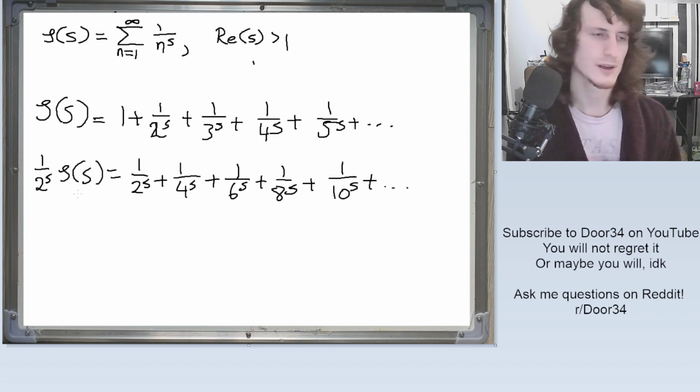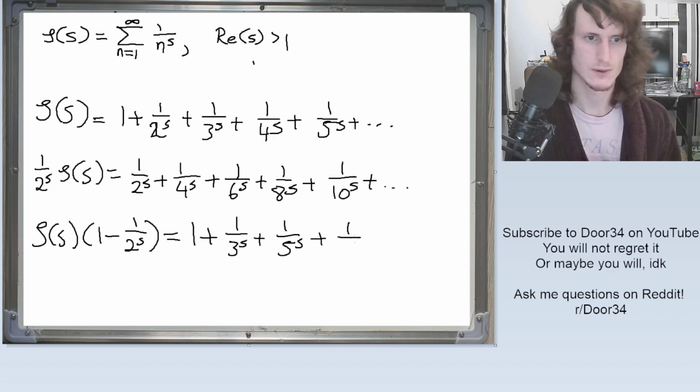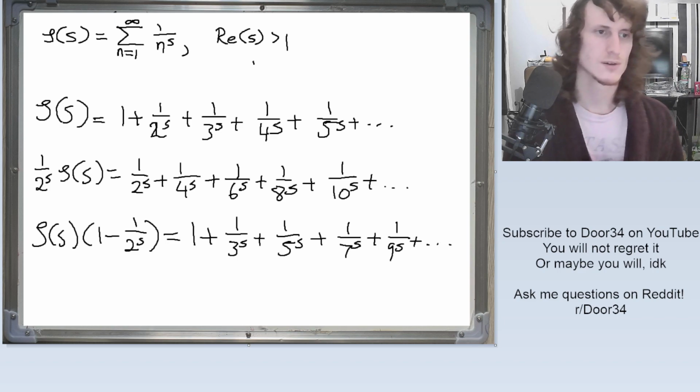Now I'm going to find the difference between these, and what you're going to notice is that all the terms which have a factor of 2 in them are going to end up disappearing. So I'm going to write this as zeta of S times 1 minus 1 over 2 to the S is going to equal 1 plus 1 over 3 to the S plus 1 over 5 to the S, add on 1 over 7 to the S and 1 over 9 to the S, and so on.